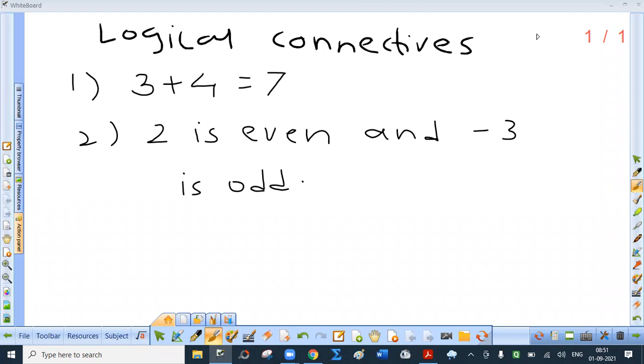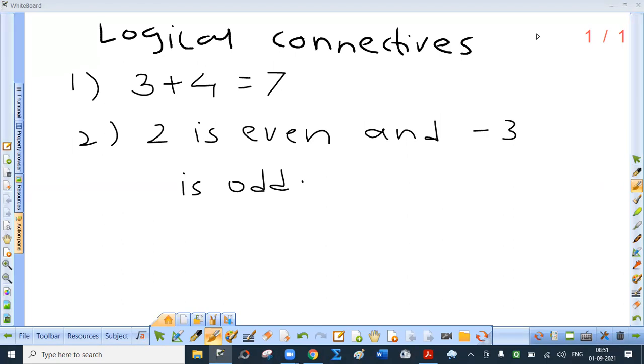Now, the simple statements whose combination is a compound statement will be called as what? They will be called constituents or components of the compound statement. I repeat, the simple statements whose combination is a compound statement will be called constituents or components of the compound statement.